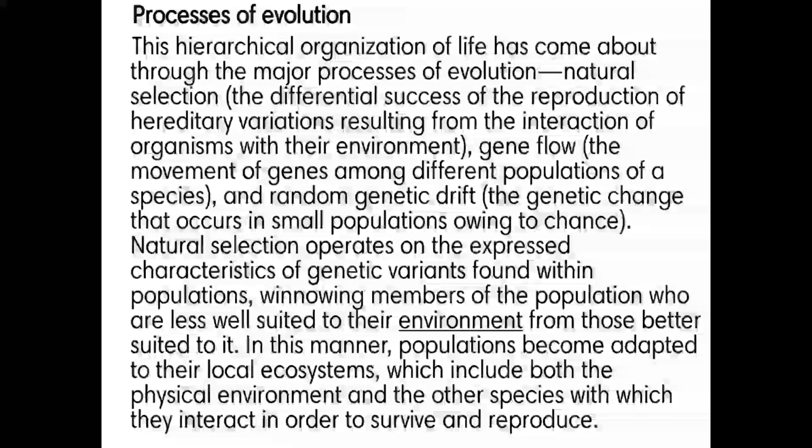Natural selection operates on the expressed characteristics of genetic variants found within populations, knocking out members of the populations who are less well suited to their environment in favor of those better suited to it. In this manner, populations become adapted to their local ecosystem, which includes both the physical environment and the other species with which they interact in order to survive and reproduce.